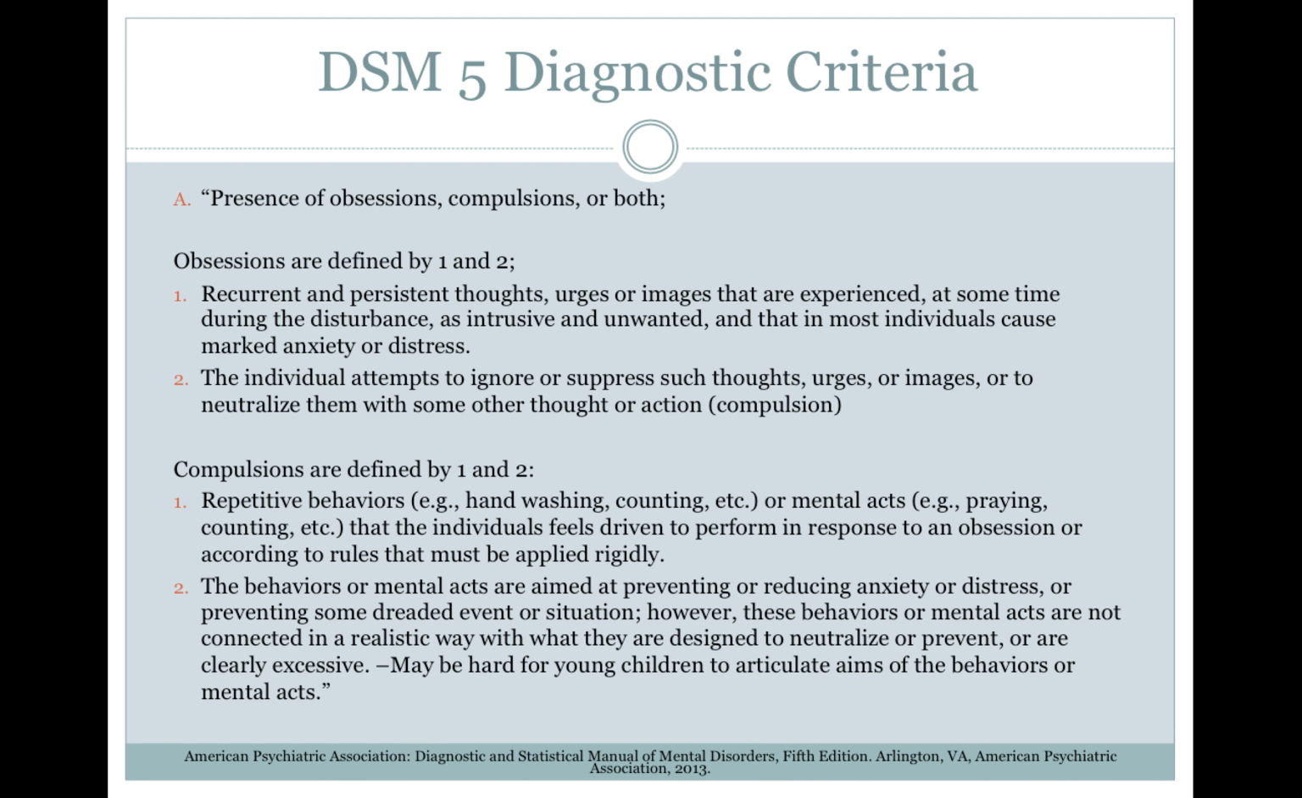I'm not going to spend a lot of time going through DSM-5 diagnostic criteria because you certainly can pull out a DSM-5 to look this up yourself, but I just want us to talk about the main components of what makes up an OCD diagnosis. As we know, the first component is that there needs to be the presence of obsessions, compulsions, or both. Obsessions are defined by both 1 and 2 here. The first is recurrent and persistent thoughts, urges, or images. The second is that the individual attempts to ignore or suppress these thoughts, urges, or images, or to neutralize them with some other thought or action. This is often what we know as the compulsion.